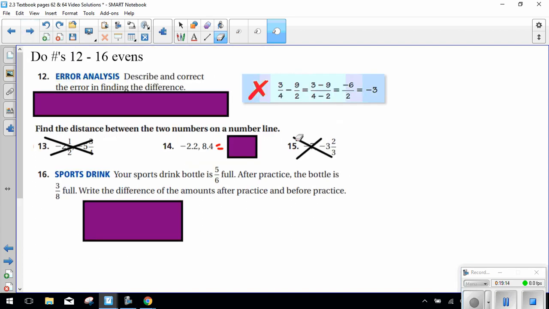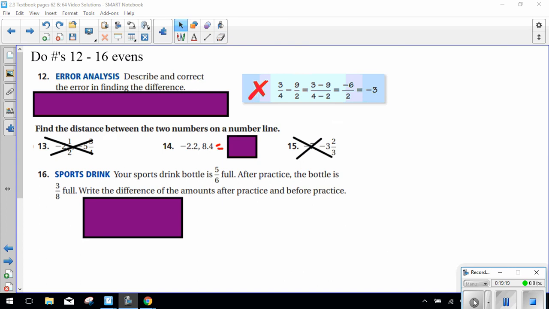Okay, we're going to do 12 to 16 evens. Okay, so for number 12, we're going to describe and correct the error in finding the difference. So I know we've talked about this before, but this is the problem that's given up to the first equal sign. So my recommendation to you is solve this question and then compare your work to this work.